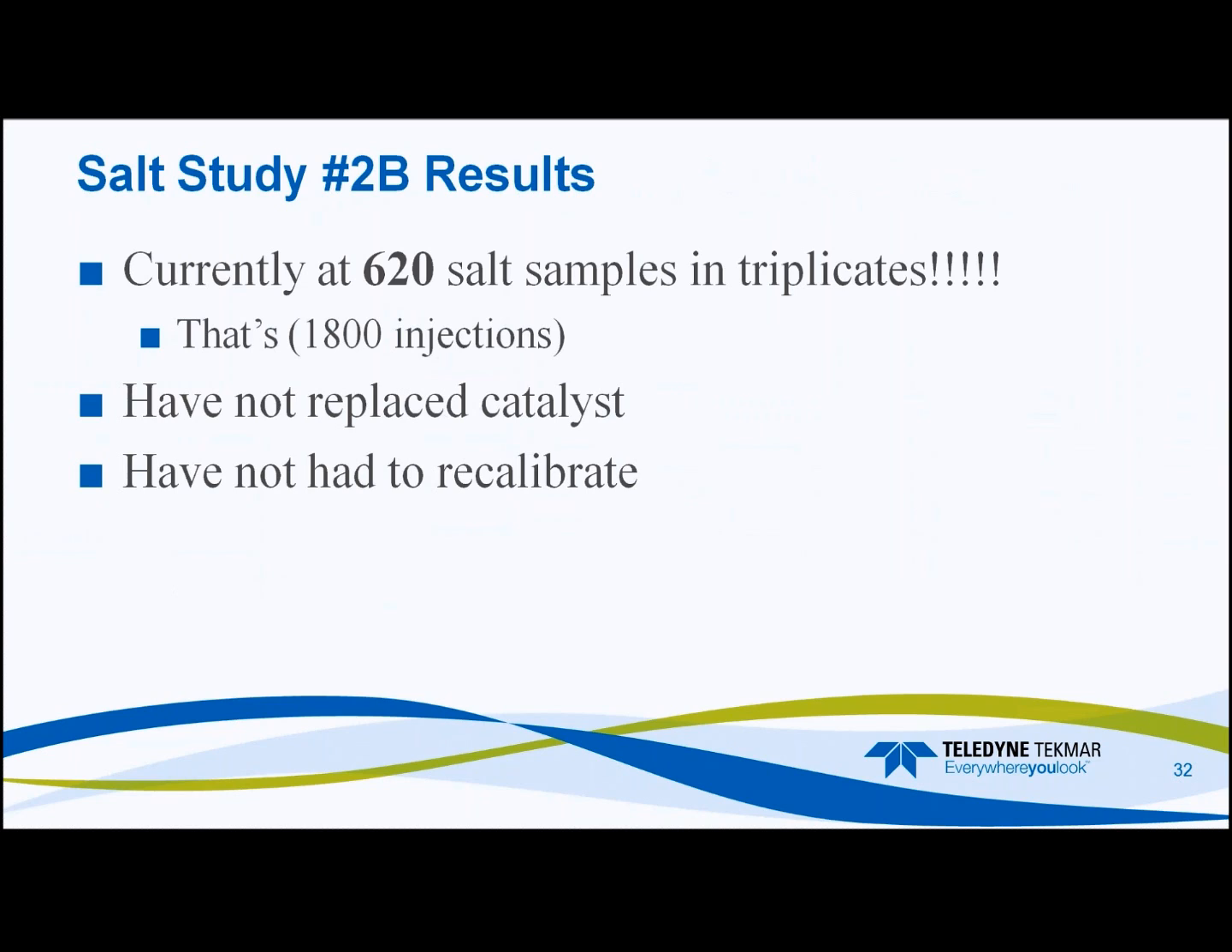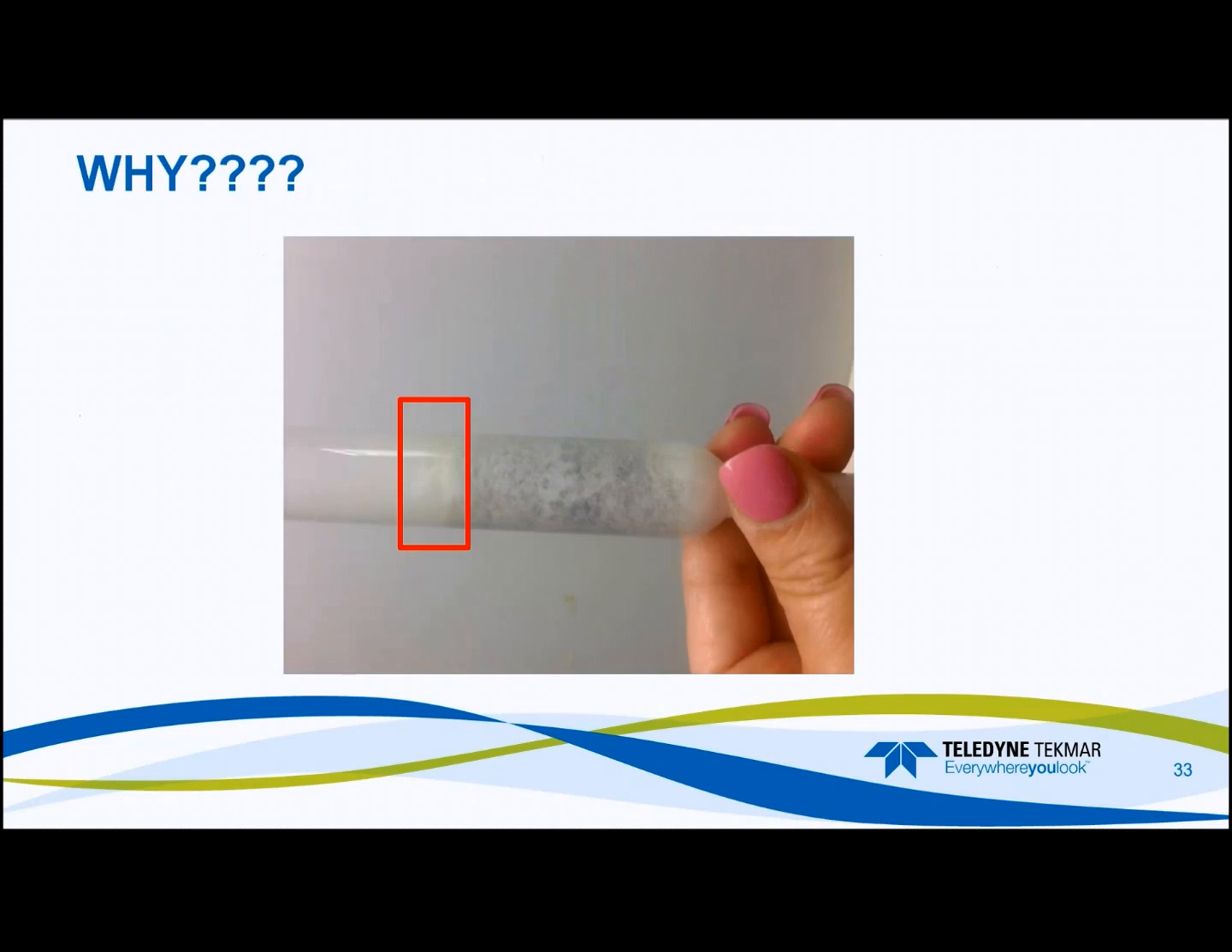I am actually still running this. I set up another run last night. We are currently at 620 salt samples in triplicates. That's over 1,800 injections. I have not replaced the catalyst, and have not had to recalibrate the system at all. Now, I have had to do some maintenance to it, and I will show you in a second what we did. So why are we able to get so much?